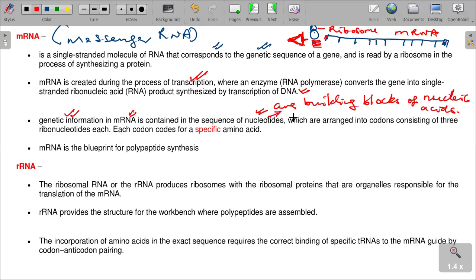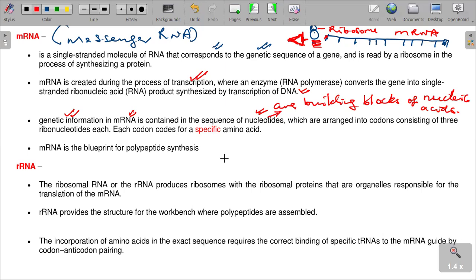These are arranged into codons containing three ribonucleotides each. So in this case, we are talking about the nucleotides that are specifically in mRNA. Each codon codes for a specific amino acid. This must be known. We have plenty of amino acids, which are the building blocks of proteins. I'm going to go into the details of the codon-anticodon relationship as we go through the processes.